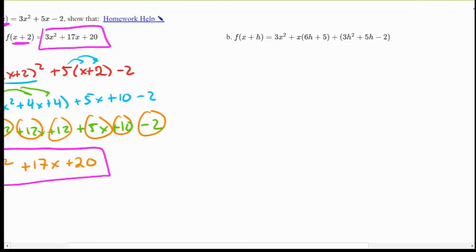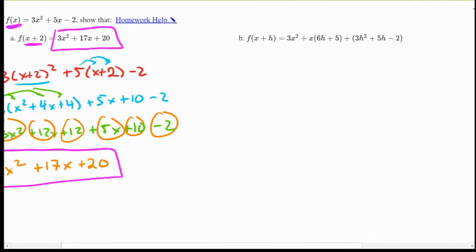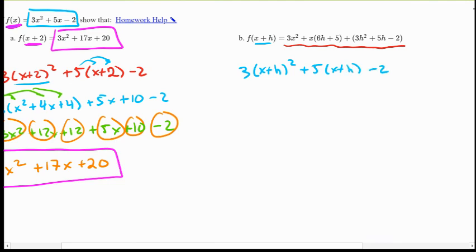Same idea for this one here. We are asked to show that f of x plus h is equal to this long string of things. And this one becomes a little bit more challenging because we're plugging in two different variables. So when I do that, the first thing I'm going to do is rewrite f of x here, 3x squared plus 5x, but I'm going to plug in x plus h, so 5 times (x plus h) minus 2. Now with this one here, I'll actually show the box to do this one.